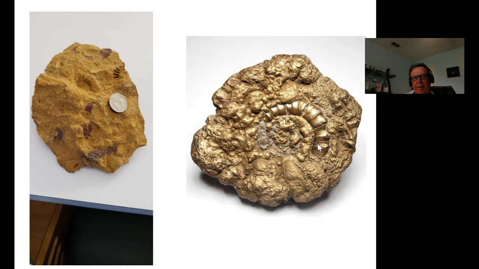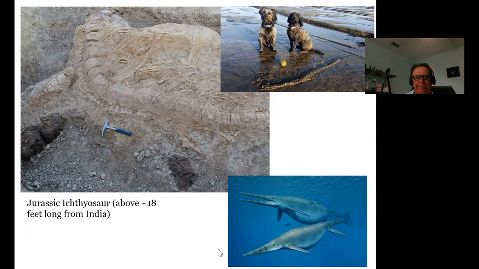So this is pyrite that has grown up on top of the ammonite. So these are pyritized ammonites. Kind of cool fossils. I have a couple of them sitting around.